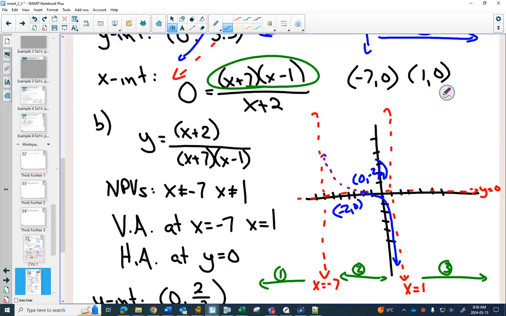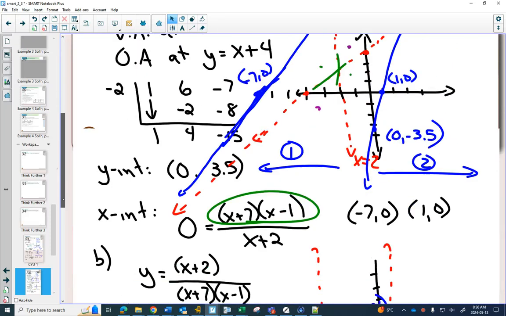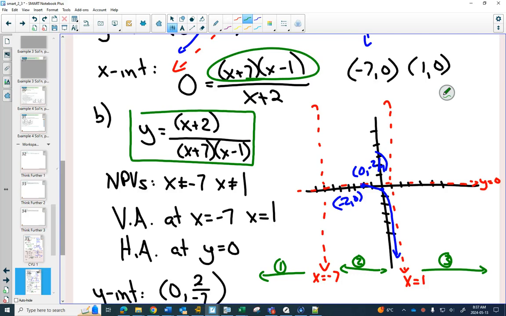So whenever there's something that you don't know, in our steps, which I shrunk down really small here, in step 4 it says, find your intercepts and nice points. You need at least 1 point in each section, sometimes more. And this is an example where we need more points in order to determine what this graph is going to look like. So in this green box is our equation in factored form.